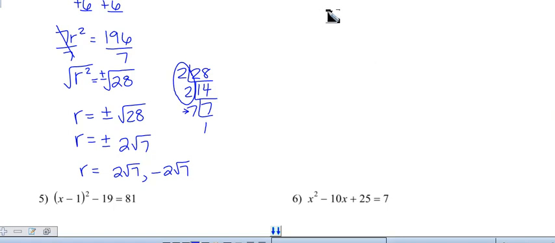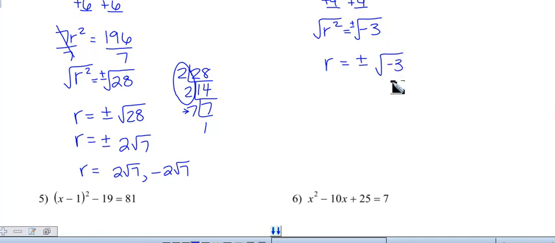Number 4. I'm going to isolate my r squared, get it all by itself, by adding 4 to both sides. I've got r squared equal to negative 3. Now I don't want r squared, I just want r. So I'll take the square root of both sides and I'll add a plus or minus sign. So r is equal to plus or minus the square root of negative 3.